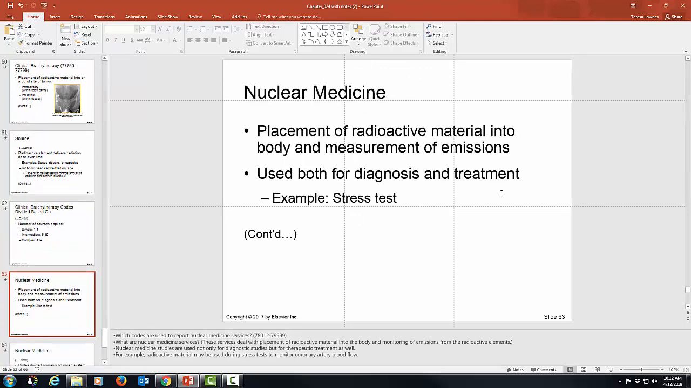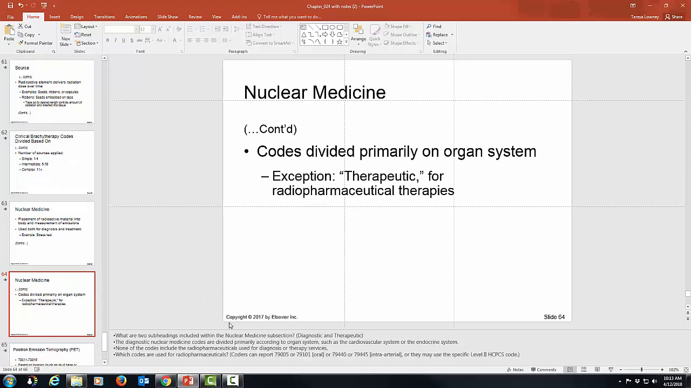And then our last section is nuclear medicine. Placement of radioactive materials into the body and measurement of emissions. This is used both for diagnostic and treatment. In our cardiac section, we talked about a nuclear stress test in which the patient is given that medication. He's given the nuclear dose. They wait a specific period of time. They scan them again and see what that radioactive material is showing during the monitoring of this test.